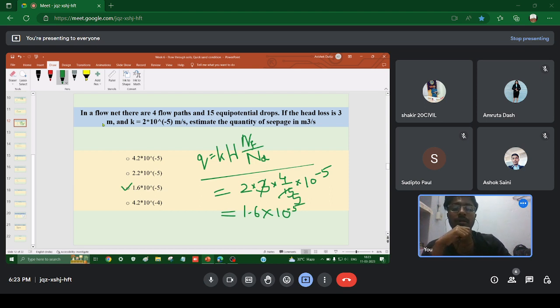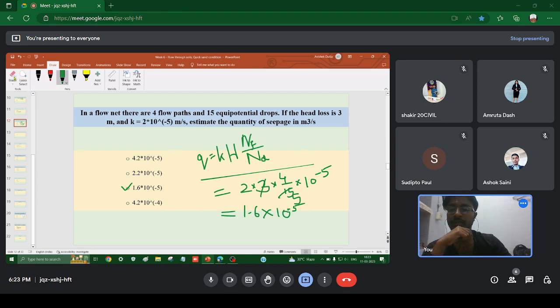Nf is the number of flow channels or flow paths, and Nd is the number of drops in potential, or the number of equipotential drops. K is the coefficient of permeability, and H is the head loss, which is causing the seepage to occur. You put everything in the formula, you get the answer.